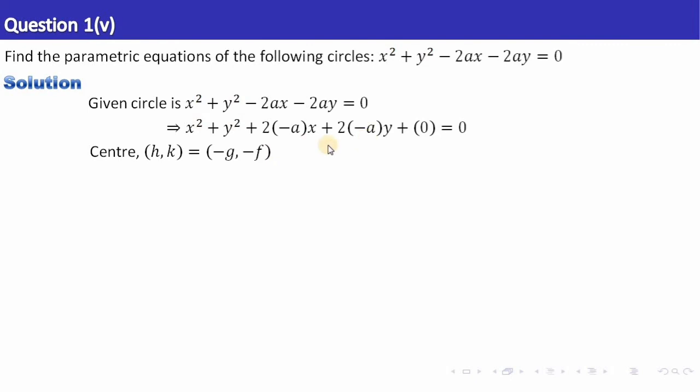Similarly, f is minus a. So that's why minus of minus a will be a. So that's why your center turns out to be a comma a. All right. So we got h comma k.